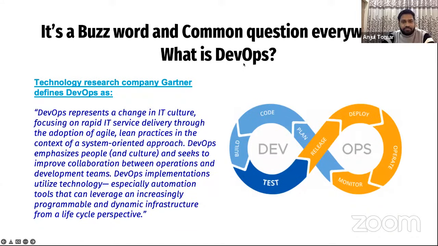Let's move forward. So, what does Gartner say as a DevOps definition? According to Gartner, DevOps represents a change in IT culture, focusing on rapid IT delivery through the adoption of agile and lean practices in the context of a system-oriented approach. DevOps emphasizes people and seeks improved collaboration between operations and development.